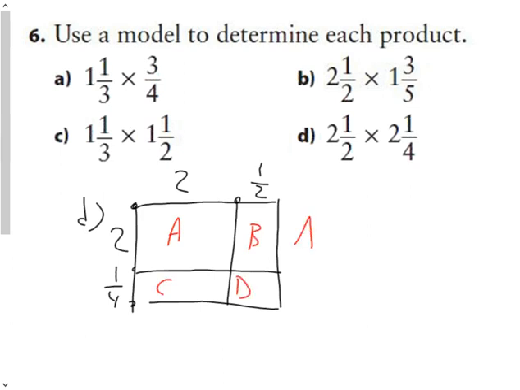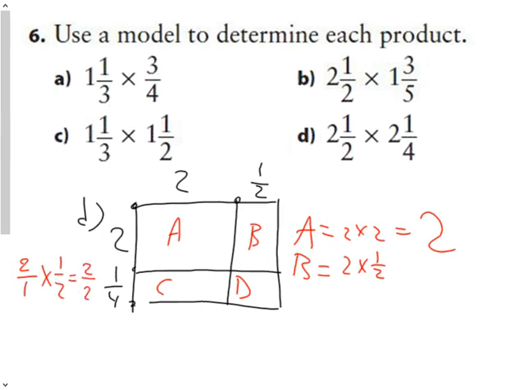Part A will be 2 times 2, which is 4. Part B is 2 times a half. Now remember, if you have a whole number and you're multiplying it by a fraction and you can't do 2 times a half, think of 2 as being over 1. That's still 2, multiplied by a half. 2 times 1 is 2. 1 times 2 is 2. So 2 times a half is equal to 2 over 2, which is equal to 1.